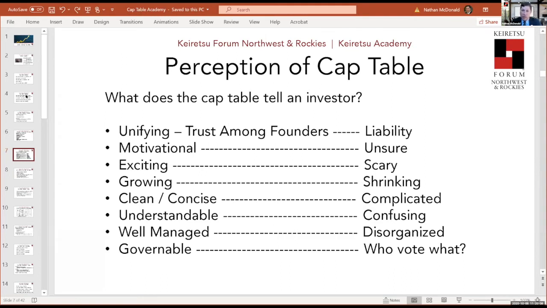And honestly, this is how we do a lot of the screening up front, is do they have their cap table organized, and can they even communicate their deal of what they're offering to us? And if they can't, it's pretty easy to screen it out and say, well, obviously this isn't a deal that's going to work. And the challenge is, the cap table can either be unifying and build trust among the founders and really have a strong group, or it can create a whole bunch of liability.